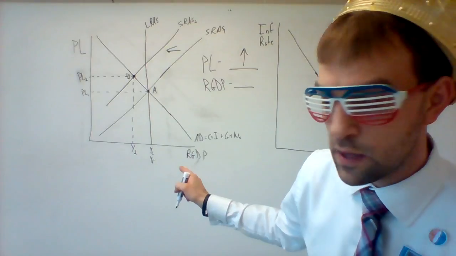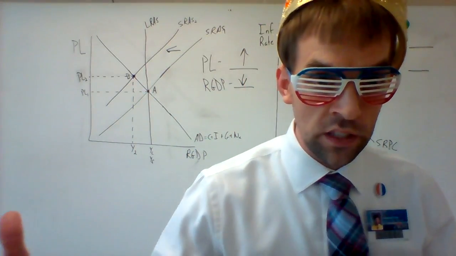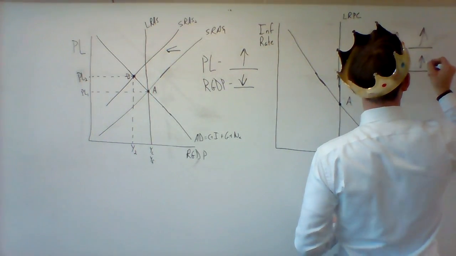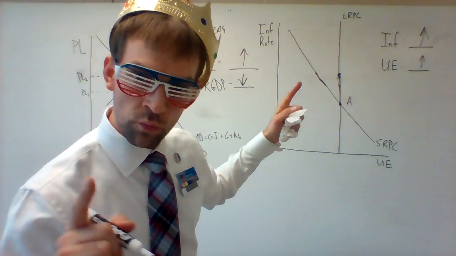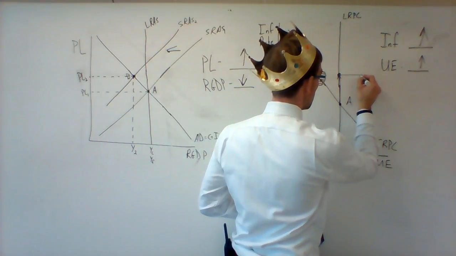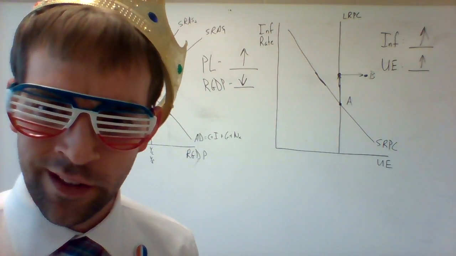Now, unemployment correlates to GDP here. So I see GDP went down, means unemployment up, which means over here I'm going to the right now. So I've gone up, and you notice my B is in the middle of nowhere. There's nothing there.